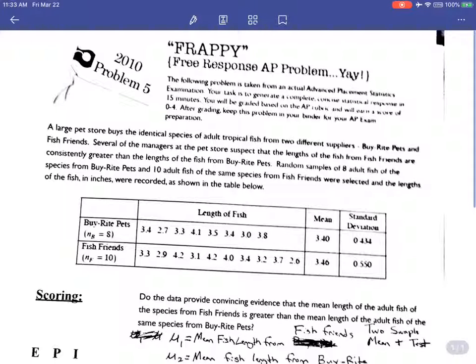All right, let's jump into 2010 problem number 5. A large pet store buys the identical species of adult tropical fish from two different suppliers, Buy Right Pets and Fish Friends. Several of the managers at the pet store suspect that the lengths of the fish from Fish Friends are consistently greater than the lengths of the fish from Buy Right Pets. Random samples of 8 adult fish of the species from Buy Right Pets and 10 adult fish of the same species from Fish Friends were selected, and the lengths of the fish in inches were recorded as shown in the table below. So we got all of that data.